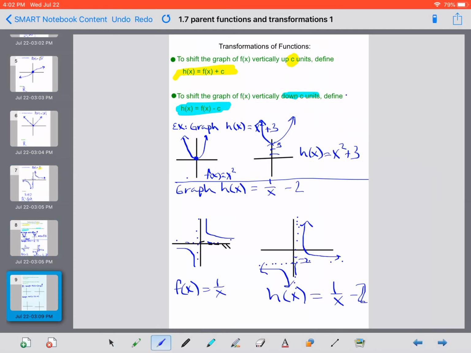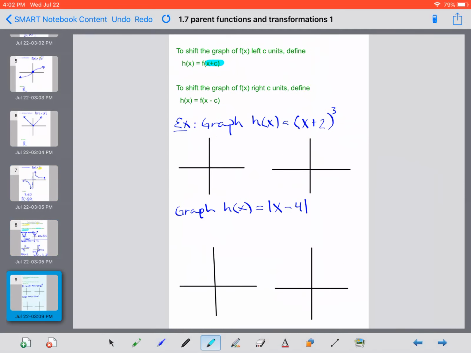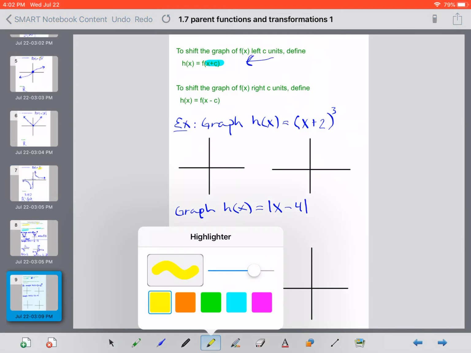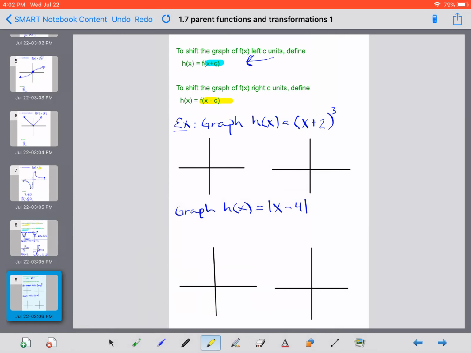Okay, if we want to shift the graph of f of x to the left c units, be careful here, what we're going to do is replace x with x plus c. So this is a little bit misleading. We're going to the left. In general, when we think of moving to the left, it seems like subtraction perhaps, but we're actually going to replace it with x plus c to move the graph to the left. Then, if we wanted to shift our graph to the right, we're going to replace x in that function with x minus c.